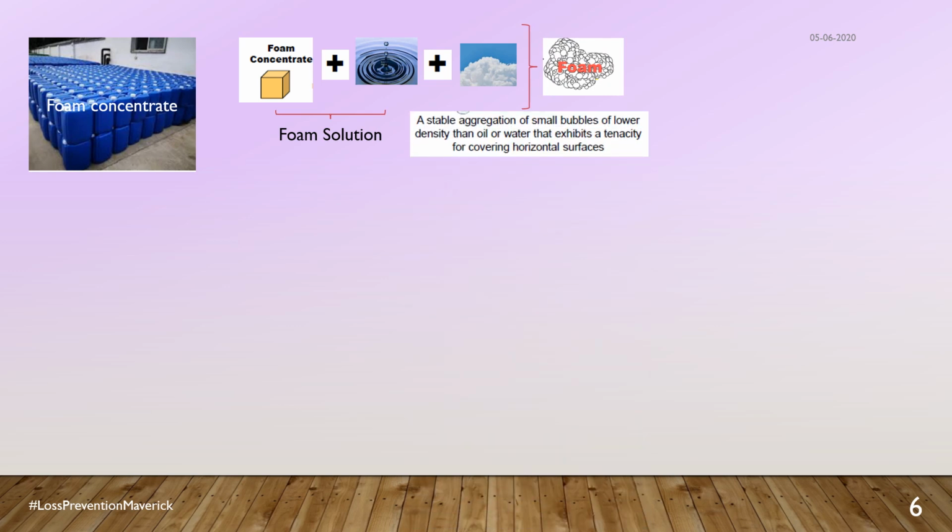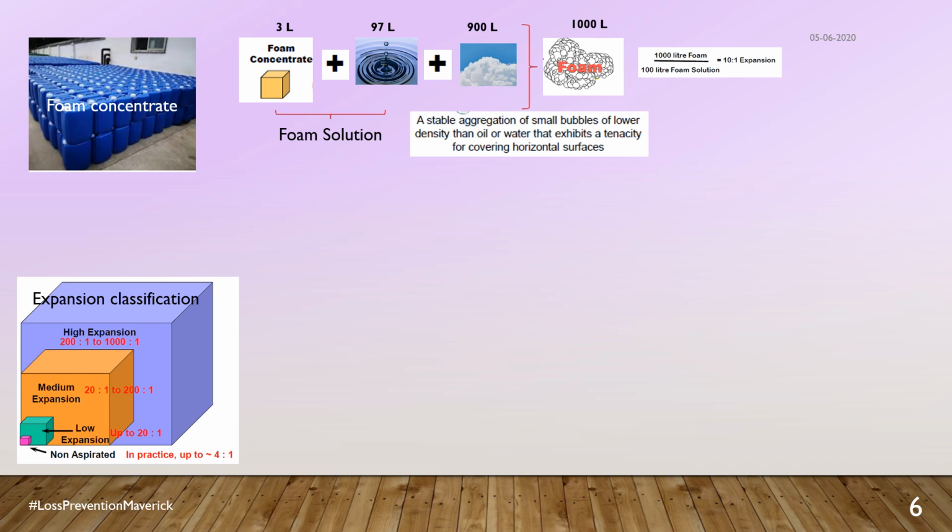The NFPA definition for foam is a stable aggregation of small bubbles of lower density than oil or water that exhibits a tenacity for covering horizontal surfaces. As you see, if 3 liters of foam concentrate is mixed with 97 liters of water, and goes on to take in 900 liters of air, we get 1000 liters of finished foam or foam. Now to calculate the expansion ratio, we take the 1000 liters of finished foam divided by 100 liters of foam solution, which gives us 10:1 expansion.